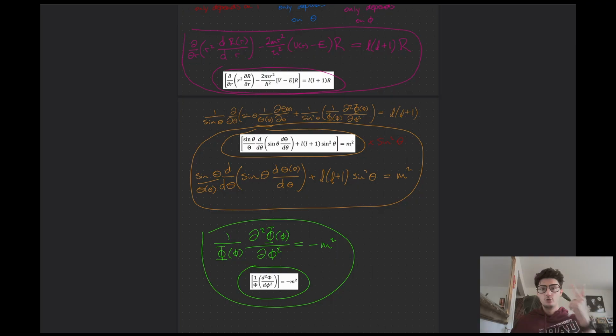And we introduce two new quantum numbers in the process, which came from the separation constant in separation of variables. The first one is this L. What is it? We don't know. We're going to figure out later. And the next one is this M. What is it? We also don't know. We're going to figure out later.